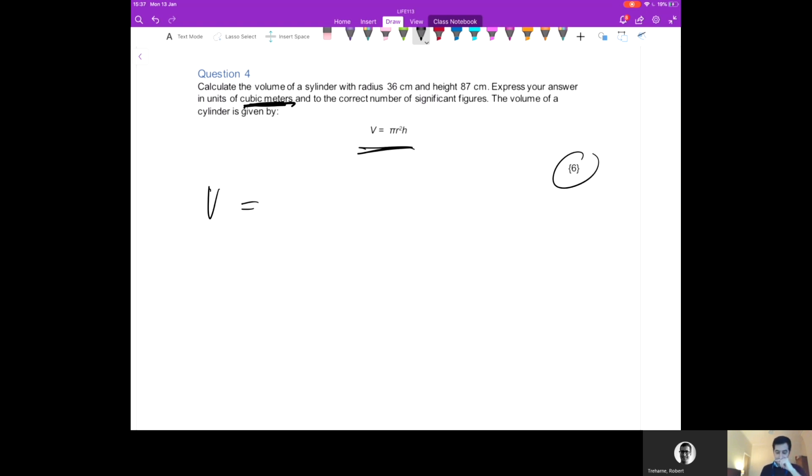Okay. So pi, basically I'm doing this. Pi times r, which is 36 squared, times the height, which is 87. I get an answer. Let's write it out. Actually, I'm just going to write it out to the correct number of significant figures. Centimeters cubed, 2 sig fig. Why is it only 2 sig fig? Because this has got 2 and this has got 2. Okay.